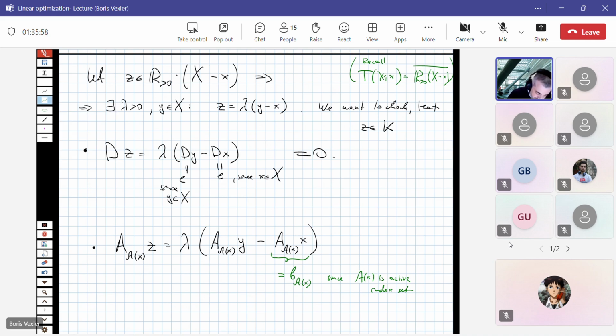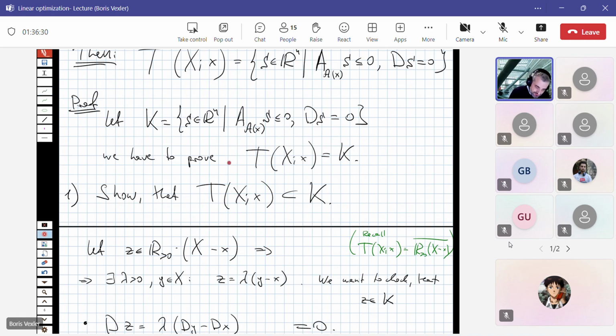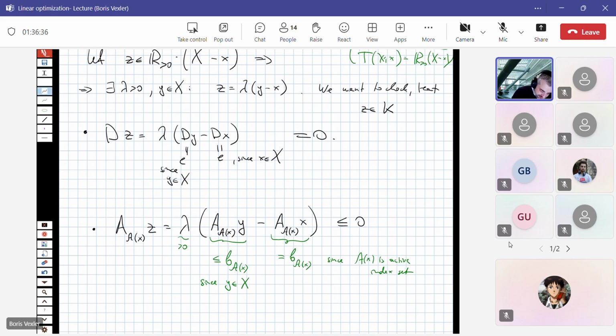What about this? Here they just know this is less or equal than b. Of course, also in the corresponding components, just since y is an element of capital X. This is less or equal than b. This is equal to b. Therefore, the difference in every component is less or equal than 0. This guy is positive, and therefore the whole thing is less or equal than 0. Therefore, this is also true. Therefore, we checked that z is an element of K.